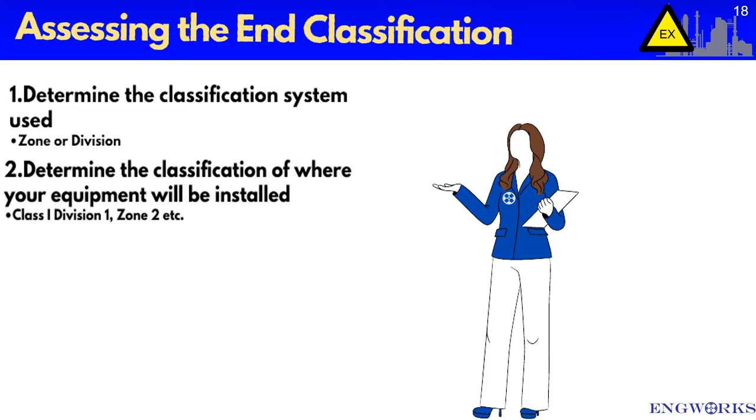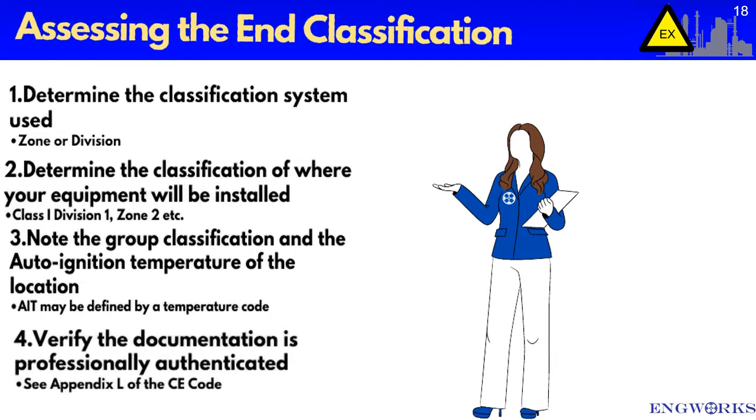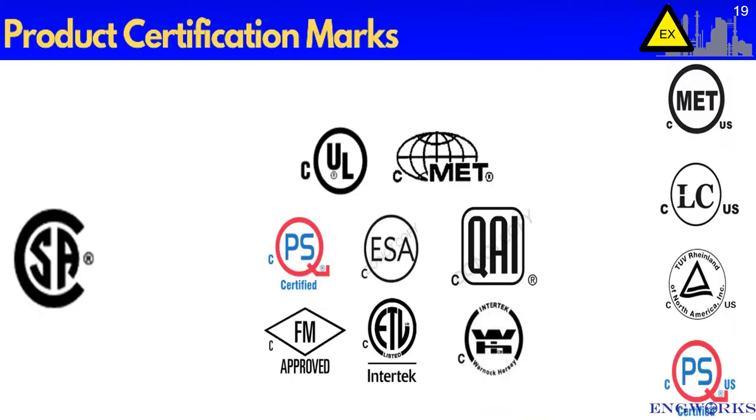We need to know the group classification and the auto-ignition temperature of the classified location where our product will be installed. Be aware that the AIT may be defined by a temperature code. It is also essential to verify that the hazardous area classification documentation was issued under Professional Engineering Seal. Please reference Appendix L of the Canadian Electrical Code for more information on hazardous area classification design and the documentation requirements. The next question you need to ask is my product approved?